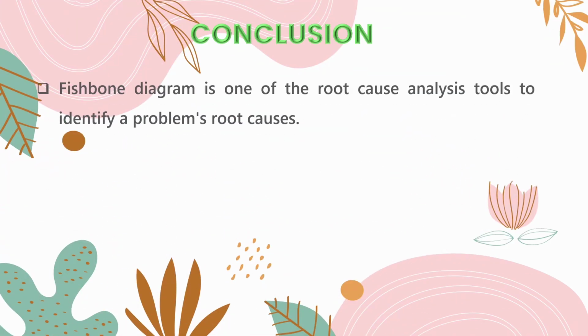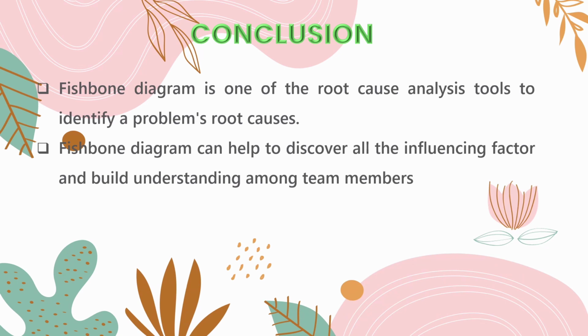As a conclusion, the fishbone diagram is one of the root cause analysis tools to identify a problem's root causes. It can help to discover all the influencing factors and build understanding among team members. Due to its enormous benefits, it is used across different industries such as manufacturing, project management, service industry, and more. The value of the fishbone diagram depends on how it is developed. It is important to involve experienced experts to draft the diagram and use the 5 whys technique to find the root cause.